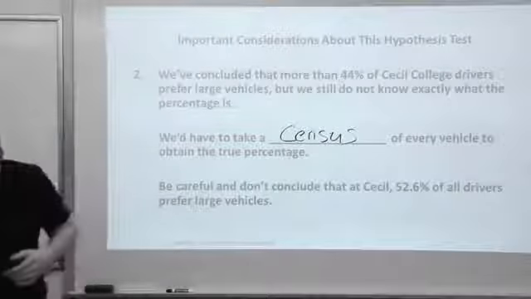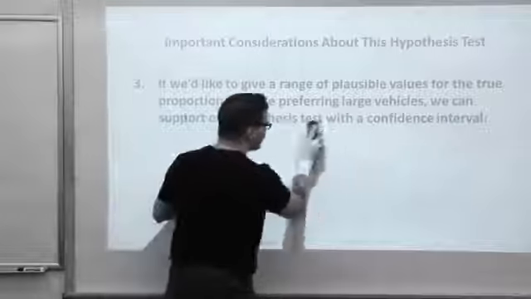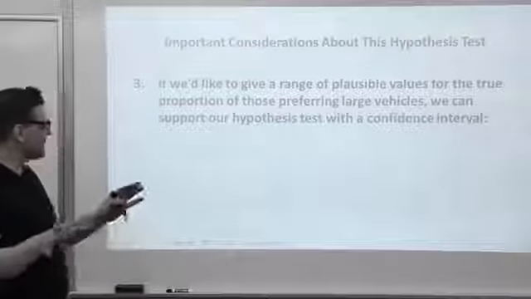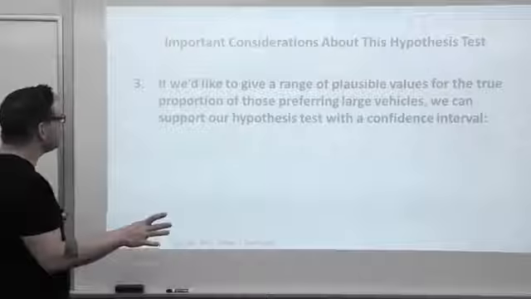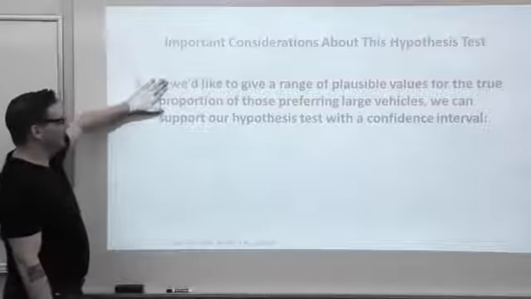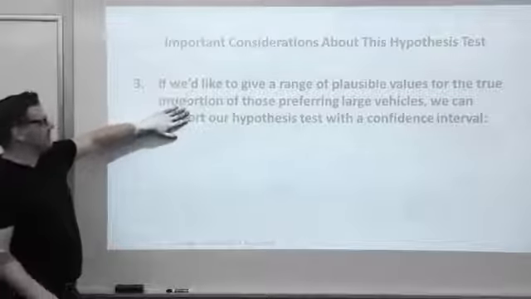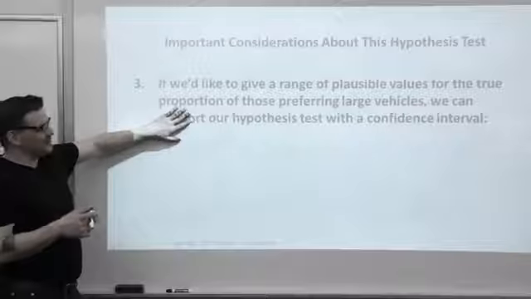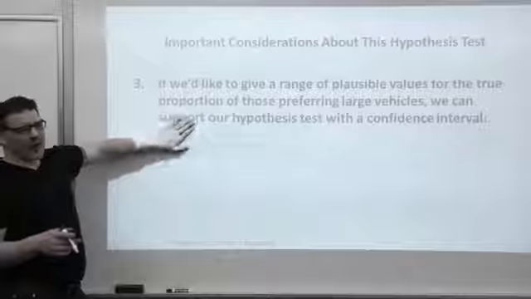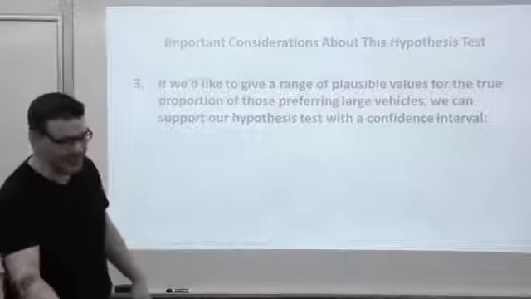Or can we say more? I know it's a long video, but here. Remember all that confidence interval stuff we did? We know that 52.6% is the best guess for Cecil College, but confidence intervals are very closely related to hypothesis tests. If we'd like to give a range of plausible values for the true proportion of all Cecil College students preferring large vehicles, we can support it with a confidence interval. Why isn't this on another video? But here we go. It's got to be 40 minutes this time.